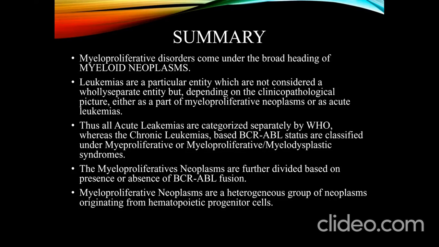Thus, all acute leukemias are categorized separately by WHO, whereas the chronic leukemias, based on BCR-ABL status, are classified under myeloproliferative or myeloproliferative/myelodysplastic syndromes. The myeloproliferative neoplasms are further divided based on presence or absence of BCR-ABL fusion, and myeloproliferative neoplasms are a heterogeneous group of neoplasms originating from hematopoietic progenitor cells.